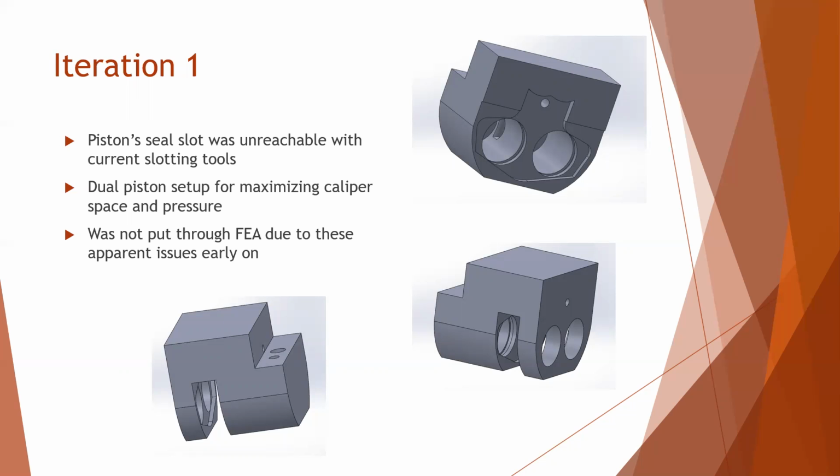Iteration 1 is shown here. Some of the issues with this design that were found later on were that we were not going to be able to machine the piston seal seen here on the bottom right, because we didn't have any slotting tools that could reach that far into the material with our CNC mills. This initial design also had 2 piston holes. This was later decided not to be used so that we could compare it to the Wilwood PS1 as well, and that it would make machining easier.